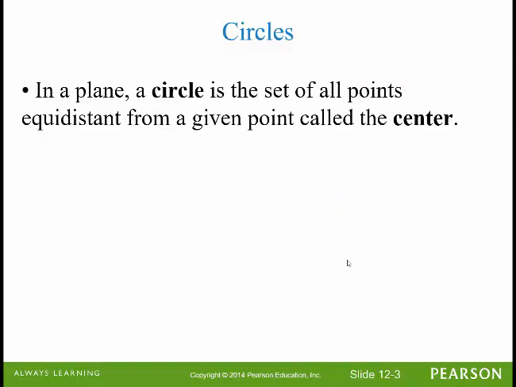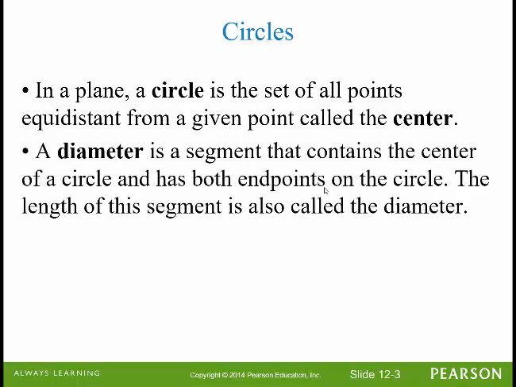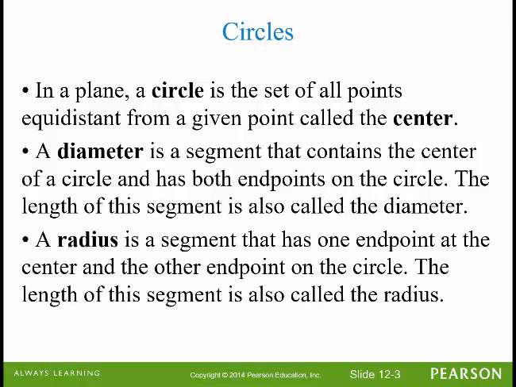First off, in a plane, a circle is a set of all points equidistant from a given point called the center. So you have a center, and we know what a circle looks like, but the circle is really just a set of an infinite number of points that are all equidistant from the center. The diameter is a segment that contains the center of a circle and has both endpoints on the circle. The length of the segment is also called the diameter. A radius is a segment that has one endpoint on the center and another endpoint on the circle. The length of this segment is also called the radius.